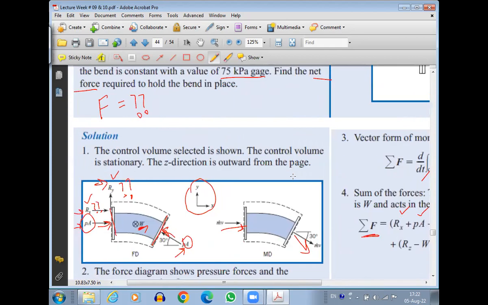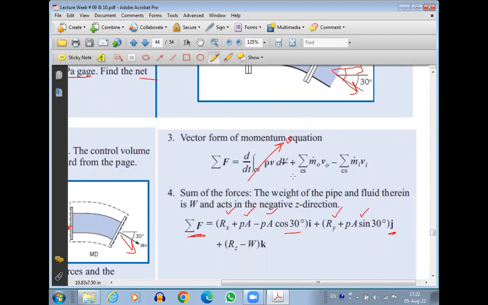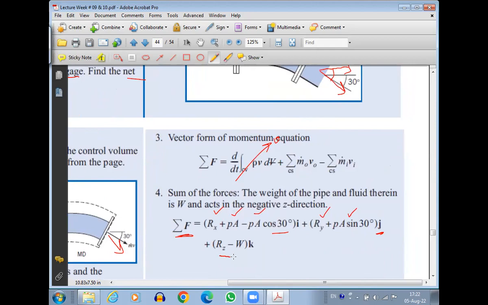In the Z direction, we don't have PA, but we'll have the weight. Okay. And if we say that the Z direction upward is positive, then the weight will be acting downward, so it will be negative. Okay. So it will be Rz minus W in the K direction. Okay. So this becomes the vector format of the summation of forces equation. You can write it as Fx, Fy, Fz, or you can write it all together as I, J, K components. It's up to you, but both are okay. Is this equation clear?